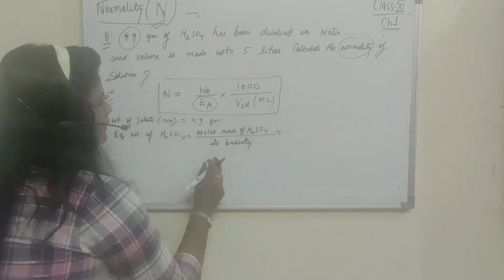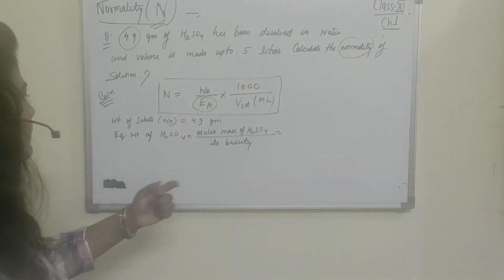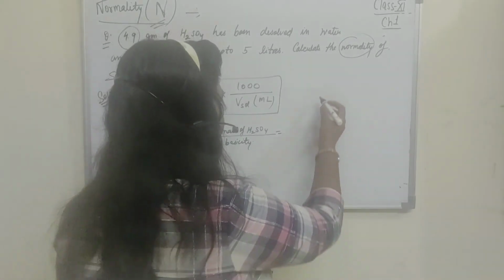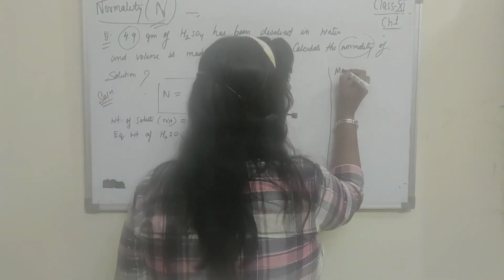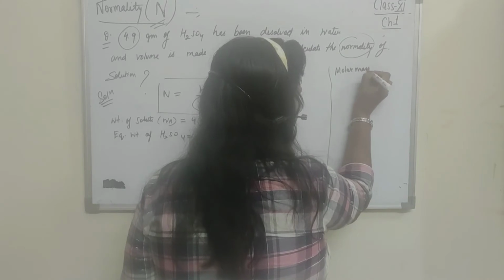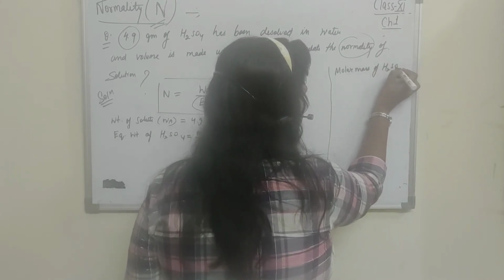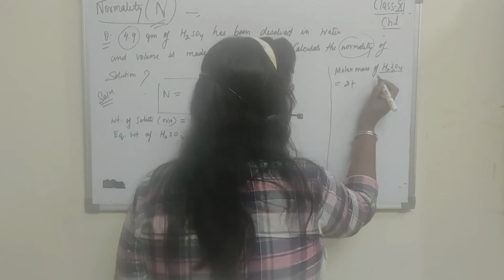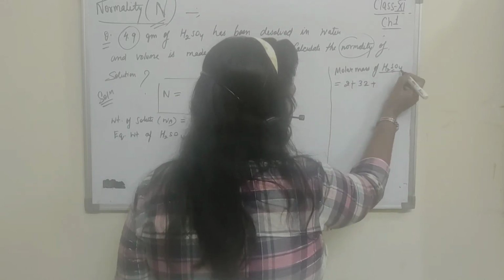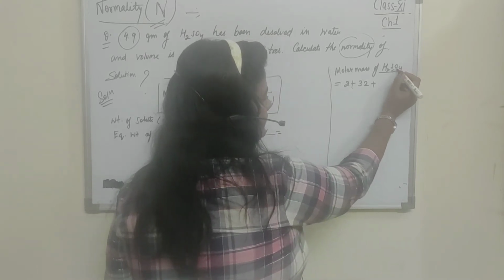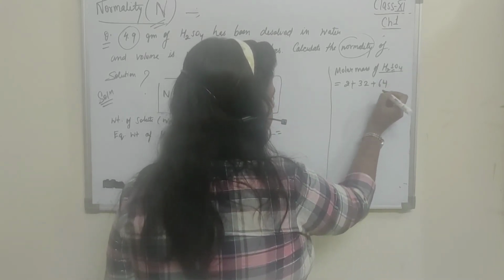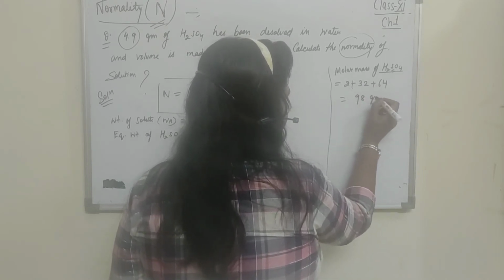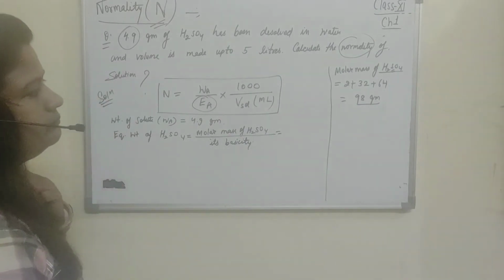Okay. Molar mass of H2SO4. First of all, we will calculate the molar mass of solute. Molar mass of H2SO4 will be equal to 2 plus sulfur, atomic mass of sulfur is 32, plus 4 into atomic mass of oxygen 16, 16 fours are 64. It means 98 gram.